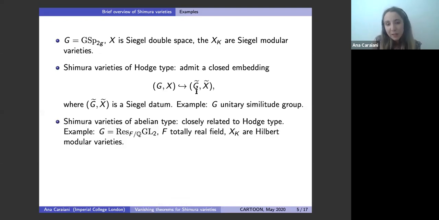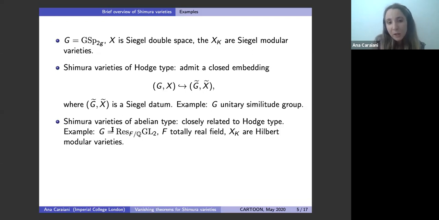Then there are Shimura varieties of abelian type, where I don't really want to give you the definition, but I just want to say that these are closely related to Shimura varieties of Hodge type. Essentially, on the level of connected components, if you want to obtain a Shimura variety of abelian type, all you have to do is take a quotient by some finite group.